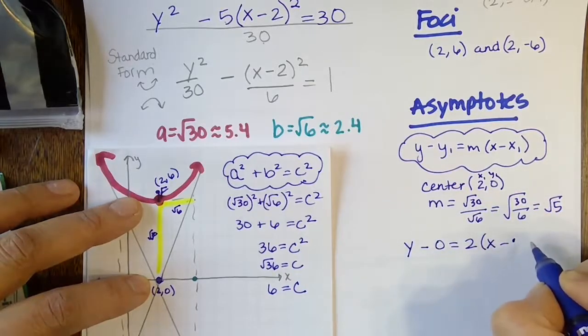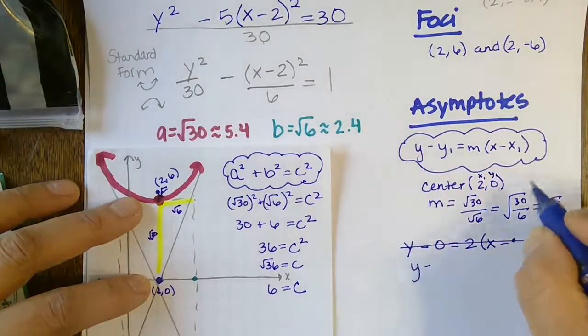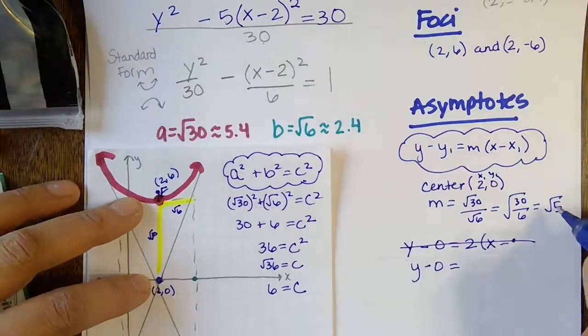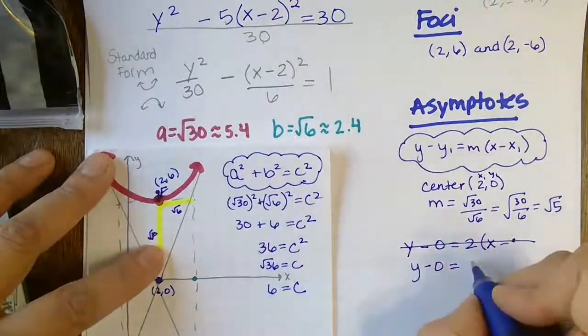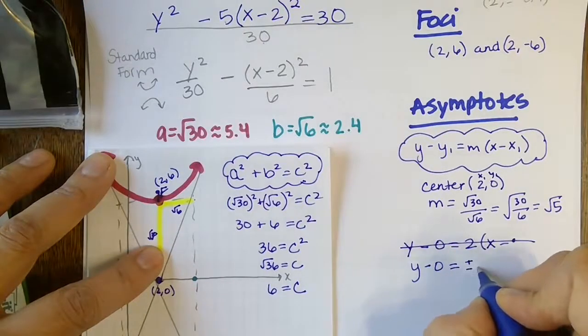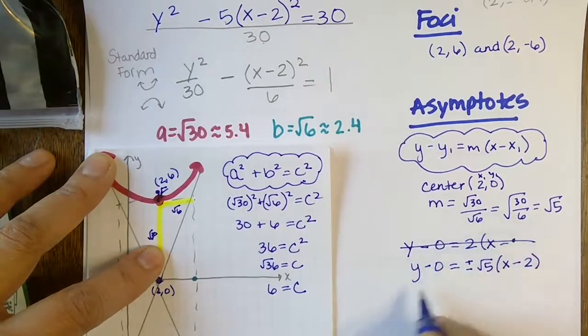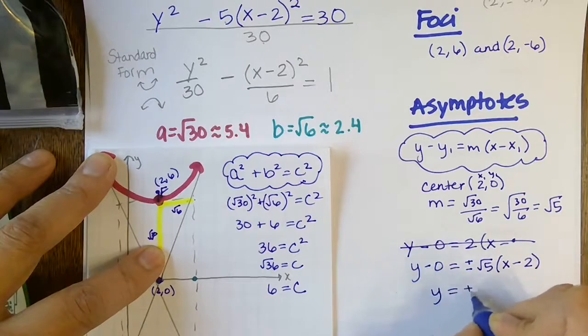So your equation is going to be y minus 0 equals your slope. Wait, I did that wrong. Equation is going to be y minus your y value 0 equals your slope, which is square root of 5. Now remember we have the positive version and the negative version, so we can just put a plus minus square root of 5 right there, x minus 2. You can clean it up, leave it. The 0 doesn't mean anything.